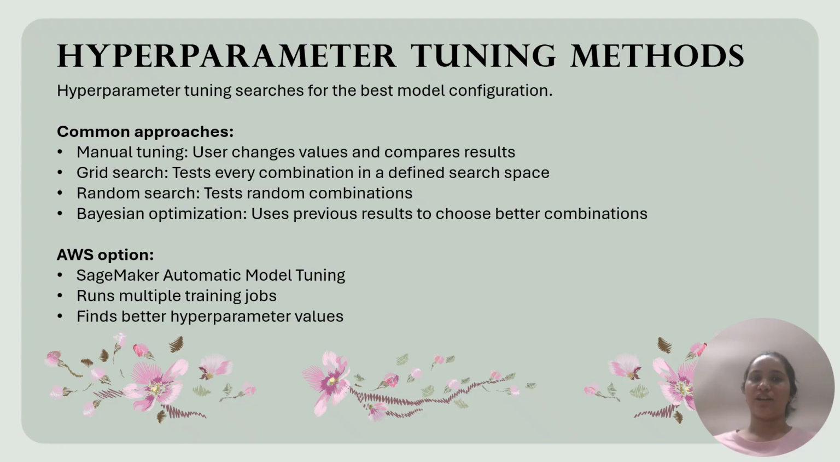Now that we understand what hyperparameters are, let's explore the different methods used to find the best hyperparameter settings. Hyperparameter tuning is the process of searching for the optimal combination of values that produces the best model performance. Since different settings significantly affect accuracy and efficiency, choosing the right combination is an important step. One approach is manual tuning. In this method, the user changes hyperparameter values one at a time and compares the results. While this approach is simple, it can be time-consuming and may not always find the best solution.